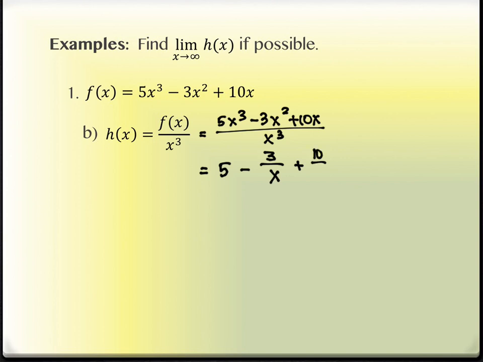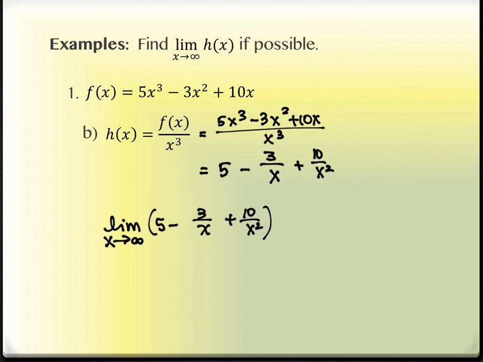Right, 10 over x squared. Okay, everybody good? So that's the function h of x that I have, and I want to take the limit of it. So I want the limit as x goes to infinity of 5 minus 3 over x plus 10 over x squared. And then it's just going to be 5? It is just going to be 5. How come, David? Because 3 over x and 10 over x squared both go to 0, the limit of both equals 0.